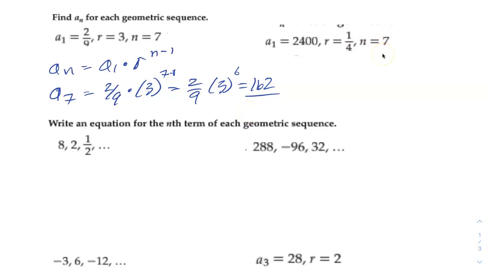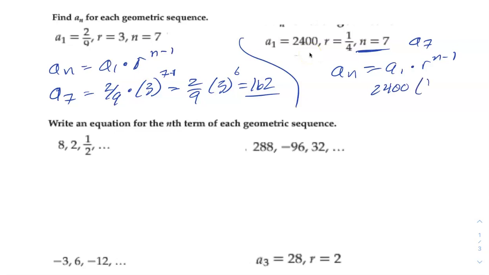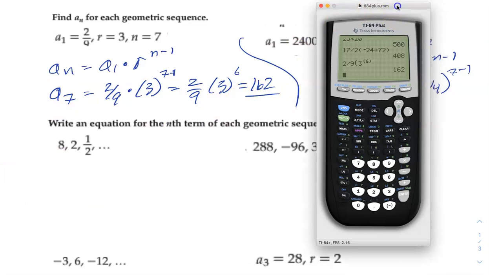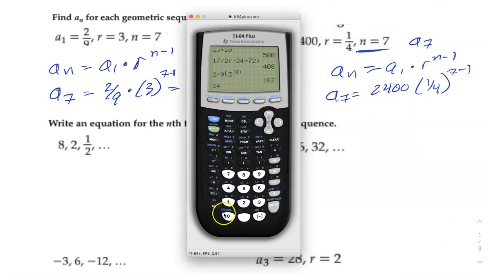Same for the next one, right? I want to find the 7th term of the sequence, so I want to find a7 is what they're asking for. So write down the formula: an equals a1 times r to the n minus 1. What's my a1? 2,400. My r is 1/4. My n is 7. Again, I'm going to put this in my calculator. This is what the 7th term is. Like here, the 7th term is 162. So we're just going to use the calculator, type it in, or leave it. Again, leaving it is totally fine also.